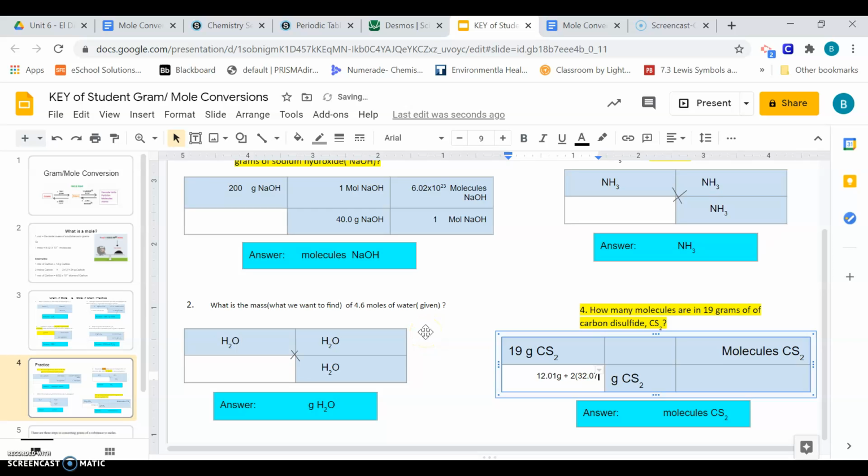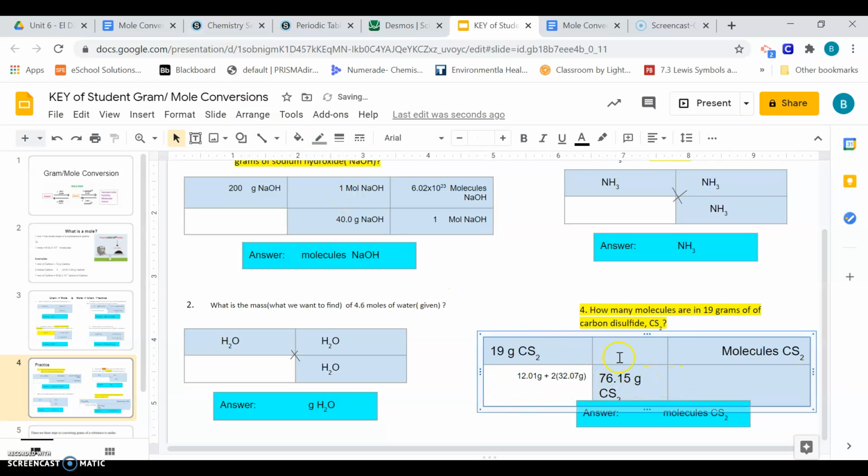And some might say 0.6, and that's okay. Either one works. So our mass from the periodic table for carbon disulfide is going to be 76.14, or 76.15, sorry, with this extra 1 here. 76.15 grams of CS2.